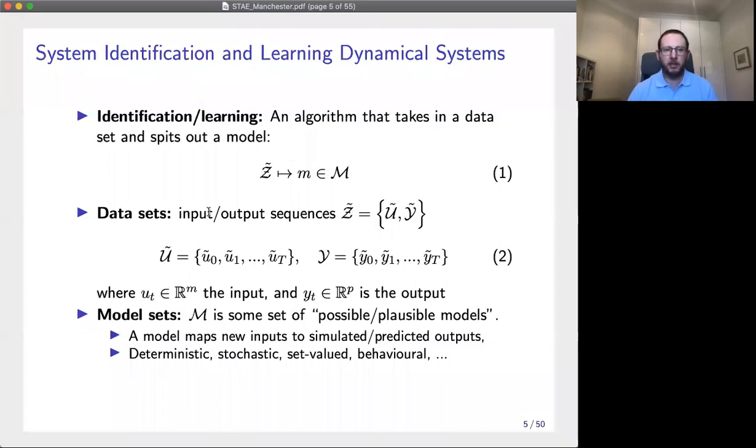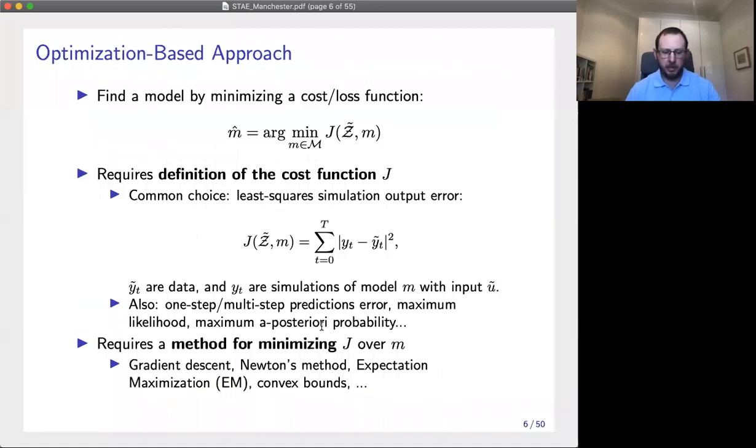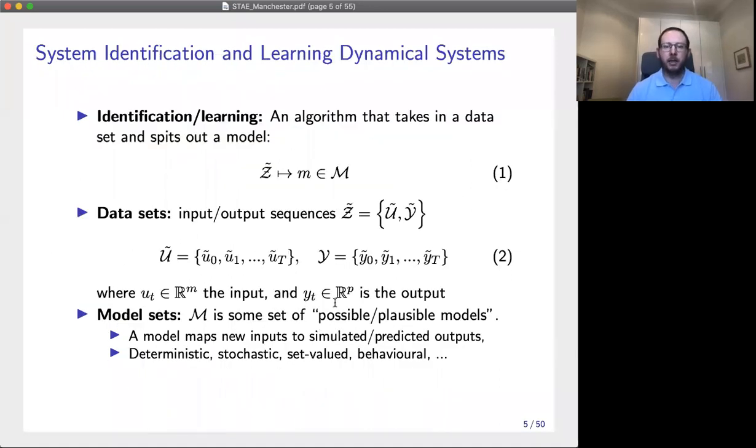Usually in system identification, we can think of the data set as consisting of finite length input and output sequences. Here, the inputs and the outputs may be vectors, or they may be scalars, but typically they're of finite length. So we take this pair of U and Y as our data. Then the model set, calligraphic M, should be some set of possible or plausible models. And this can be made precise in many different ways, or it may be difficult to make precise.